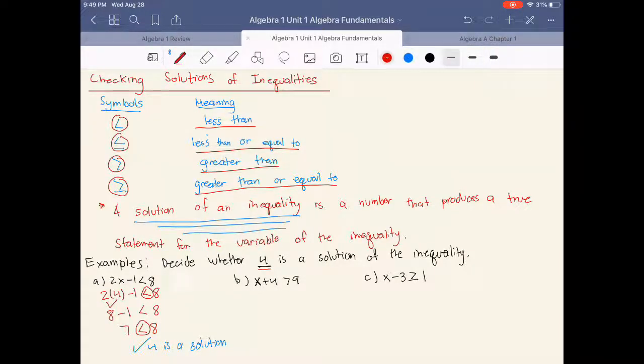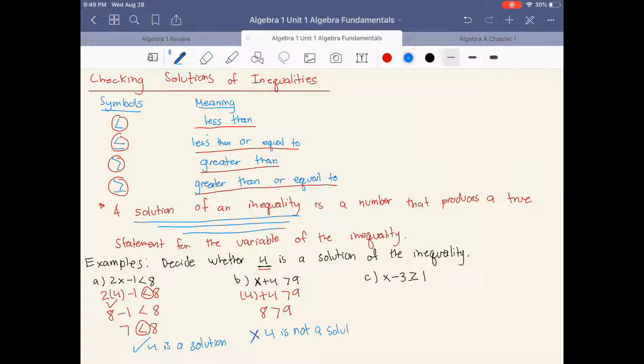So when we replace x with 4, then x plus 4, is it greater than 9? So 4 plus 4 is 8, and it states that 8 is greater than 9. Is that true? No, it is not. 8 is not greater than 9. So no, 4 is not a solution. It's supposed to be in blue. 4 is not a solution for letter B.